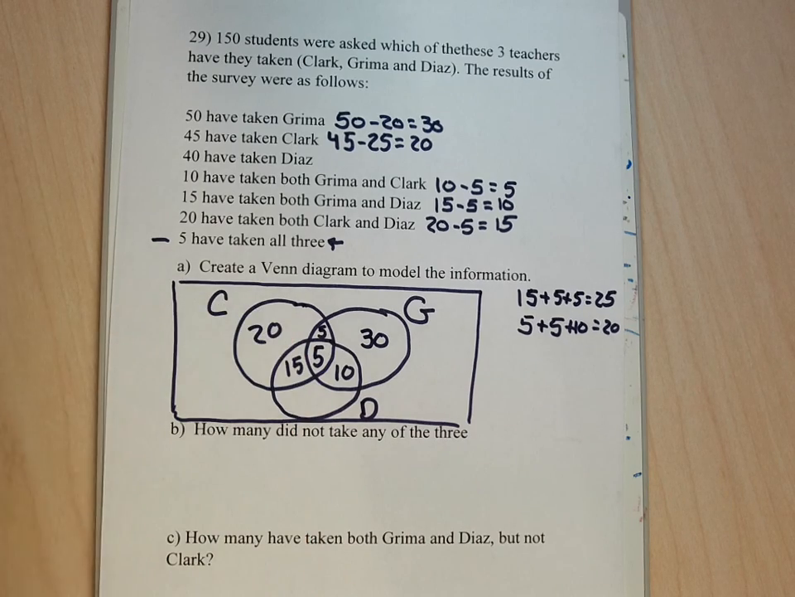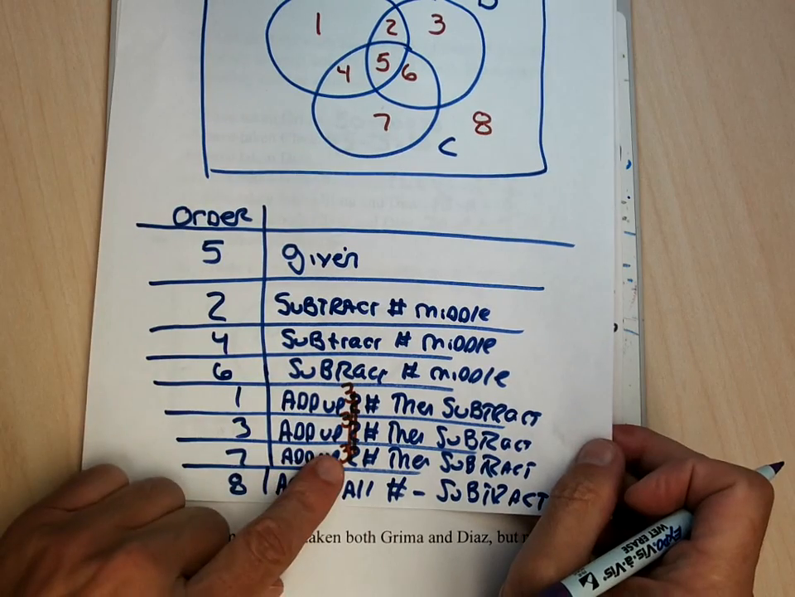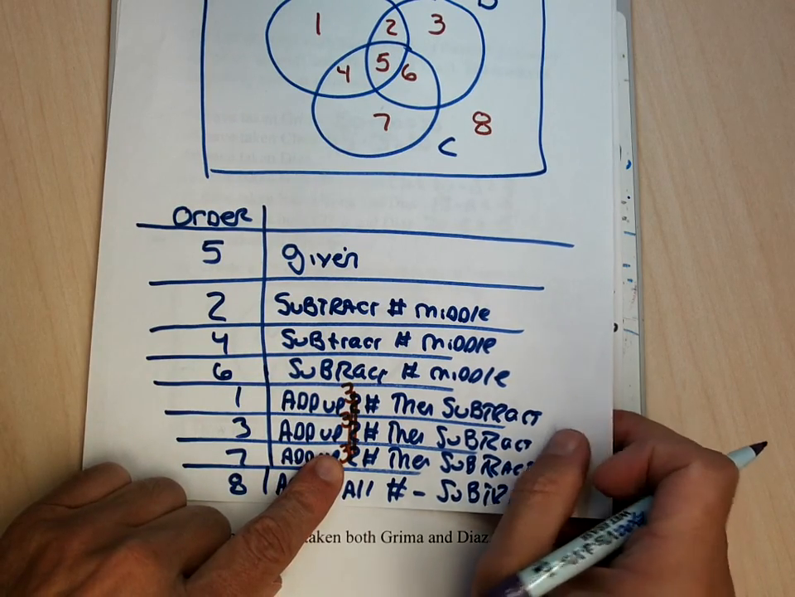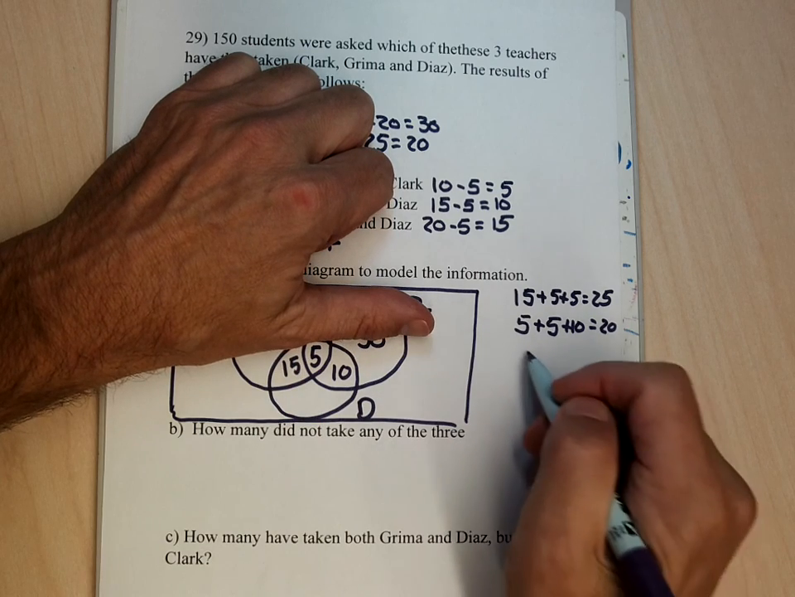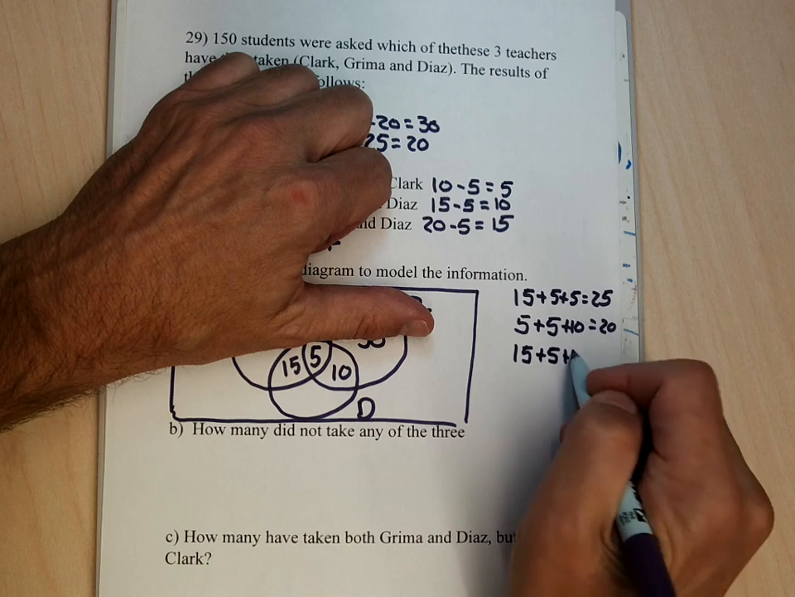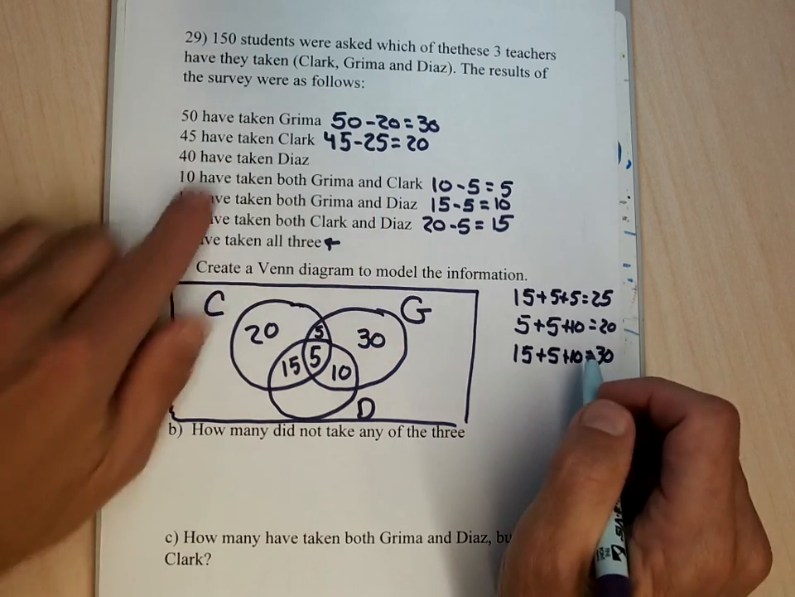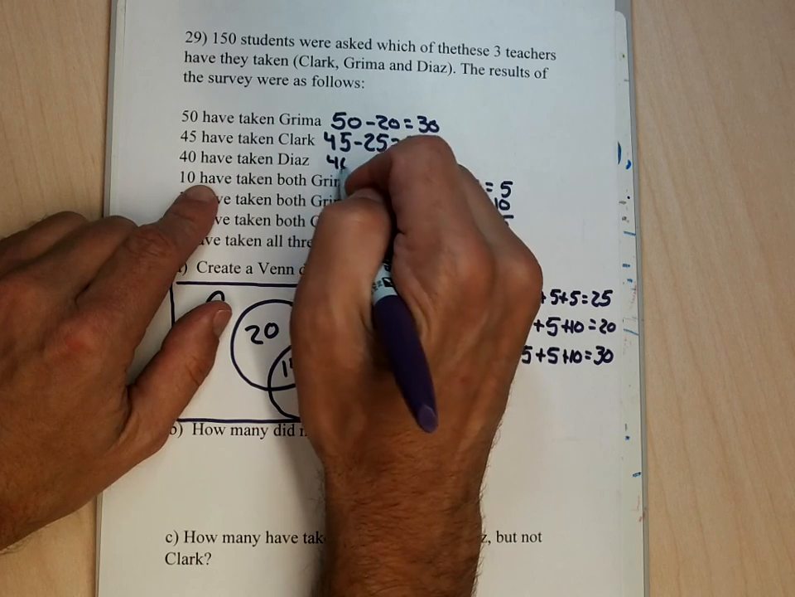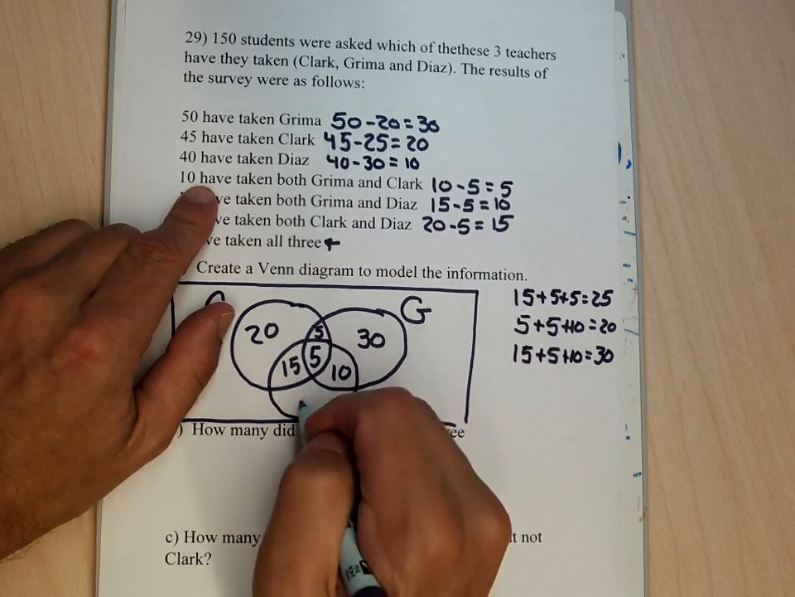Here's what it is. And then I'll do region 7. I'm going to add up 3 numbers in the Diaz circle and then subtract. So for region 7, the numbers I'm going to add up are the 15, the 5, and the 10 in the Diaz circle, and those add up to 30. And I'm going to subtract it from the Diaz name number, and it's 40 minus 30, which is 10.